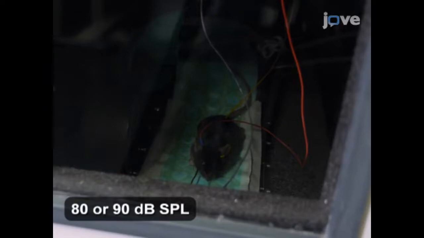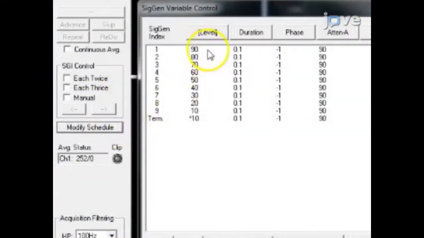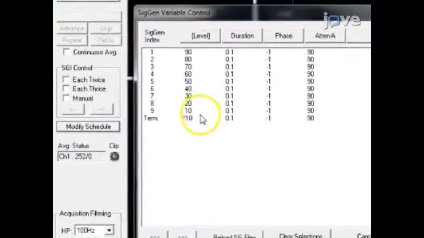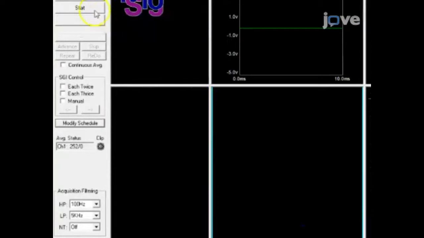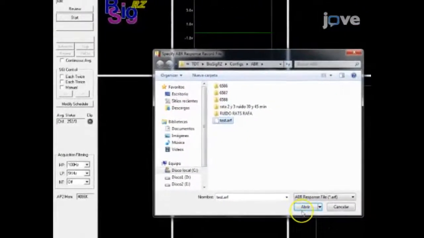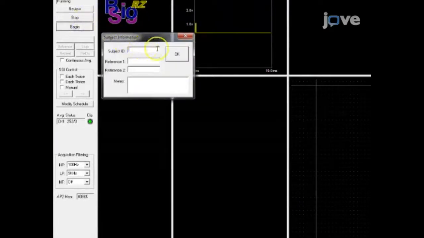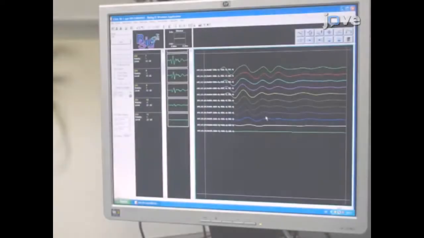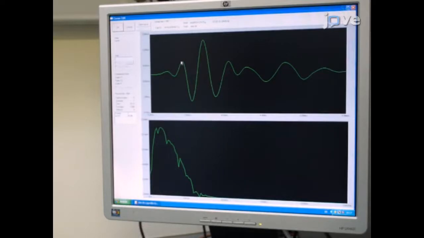Present the stimuli beginning with high intensity and reducing the intensity in 5 to 10 decibel sound pressure level steps. Record the electrical response in the first 10 milliseconds after stimulation as evoked ABR responses appear at 6 to 8 milliseconds. Use the software to determine the ABR threshold as described in the written portion of the protocol.